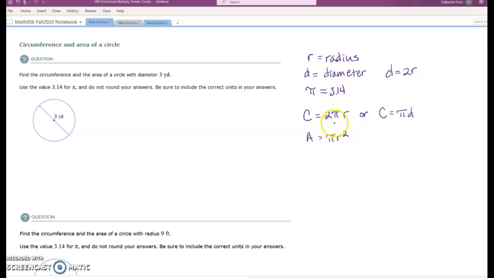Okay, so if you want to find the circumference of a circle, which is the distance around the outside of the circle, it's basically the perimeter, you can either do 2 times pi times the radius, or you can do pi times the diameter, because the diameter is 2 times the radius. So these give you the same thing. For area, though, you have to use the radius, and so it's pi times the radius squared.